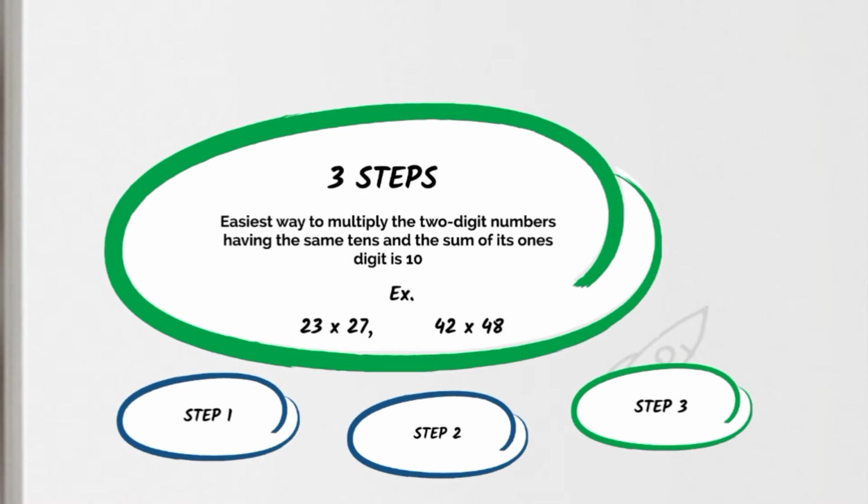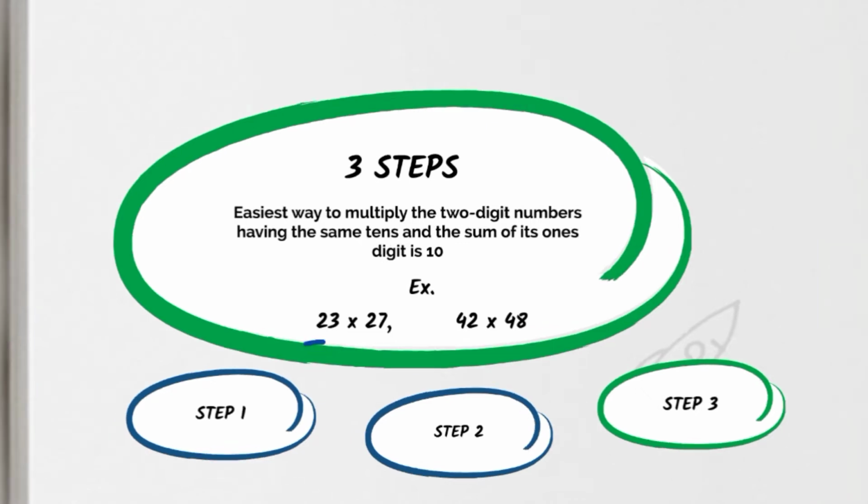We have here 23 times 27, and 42 times 48. In 23 times 27, our tens digits are the same, which is 2. And if we add its ones digits, we have 3 and 7. So if we add 3 and 7, we have 10. Same with 42 and 48. The same digits in our tens, and in the ones digits, we have 2 plus 8 is equal to 10.